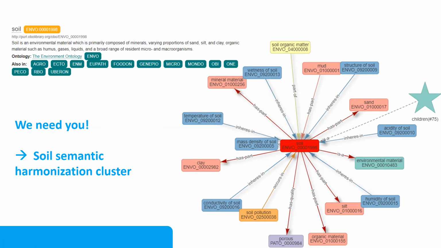That's where we need soil semantic harmonization clusters to help us then bridge the Australian classification with the US classification, et cetera, et cetera. And we're ready. Technologically, we're ready to do that and help you build the knowledge graphs you need. And then that's it.